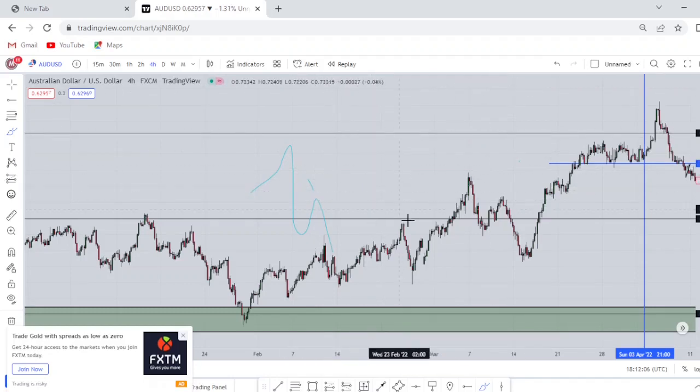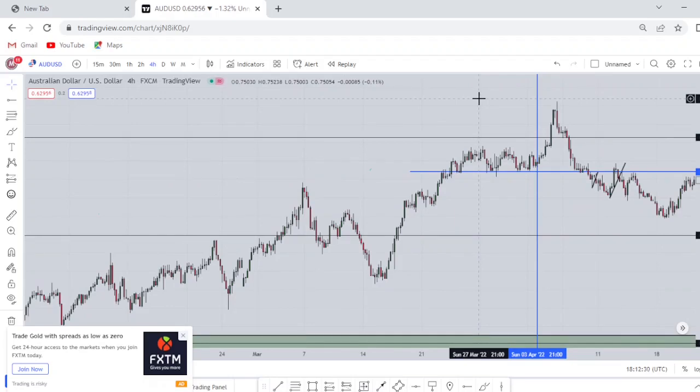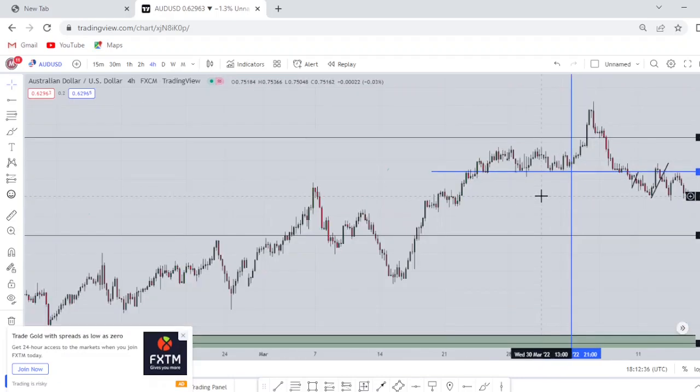Oh, sorry guys. Now you understand that when a support is broken, it becomes a resistance. When a resistance is broken, it becomes a support. Now the reason I'm going at this length to explain this is so that you don't get mixed up in what your bias time frame is and what your setup time frame is.